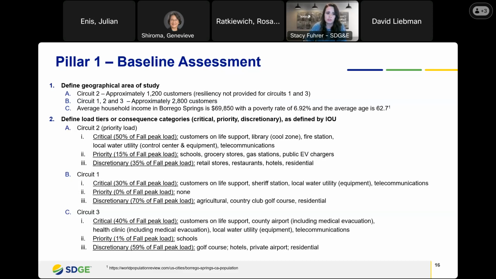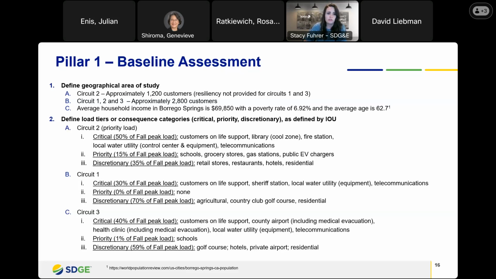Now, the unique nature of Borrego is that it has an average household income of under 70,000 with a poverty rate of just under 7%. And the average age of the customers in our community is just above 62. So it is very much an aging community. It's also, as I said, impacted by high heat. So it's really essential that we are able to provide this resiliency when the transmission line is down.